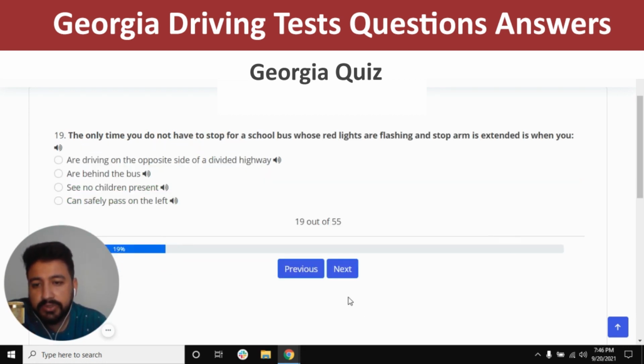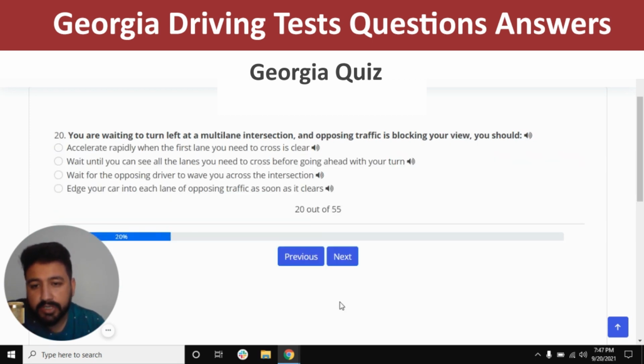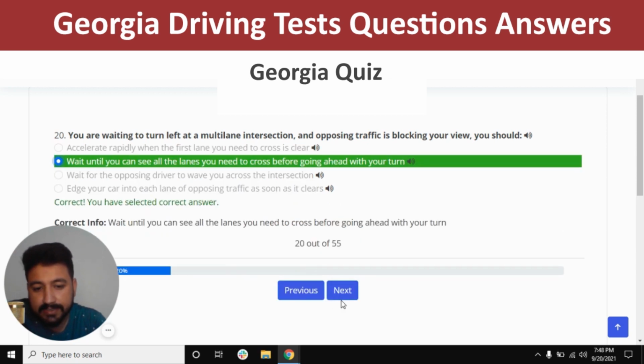The only time you do not have to stop for a school bus whose red lights are flashing and stop arm extended is when you are driving on the opposite side of a divided highway. So it seems like the first option is the right answer. Yes, and next. You are waiting to turn left at a multi-lane intersection and opposing traffic is blocking your view. You should wait until you can see all the lanes you need to cross before going ahead with your turn. And next.